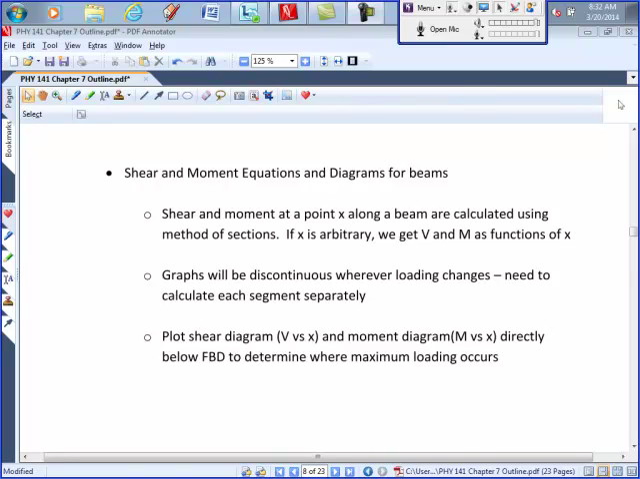And it's going to be calculated by using the method of sections, but we're going to cut our section at an arbitrary distance x from the end. We have to do each section of the beam separately. Every time there's a point load, we're going to have to draw a new section and do a new calculation based on that range of x values. The graphs will be discontinuous wherever the loading changes. So we'll plot the diagrams directly under the beam to give us an idea of where on the beam the forces are going to exist.